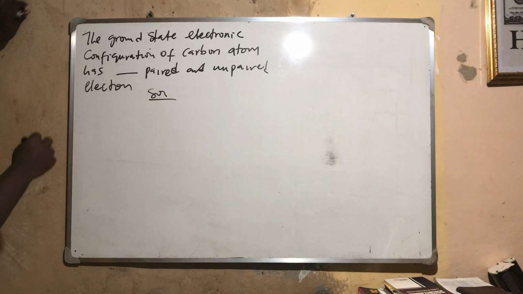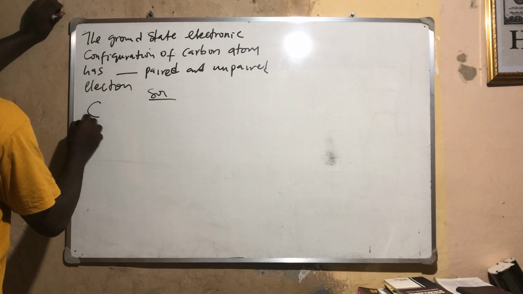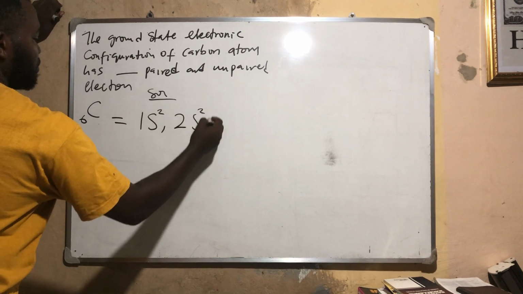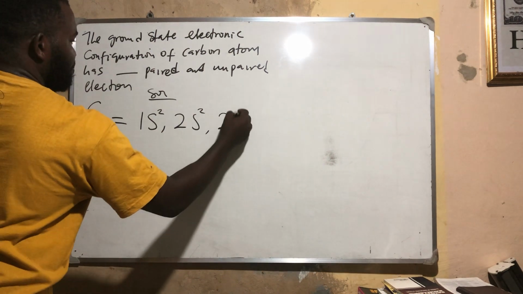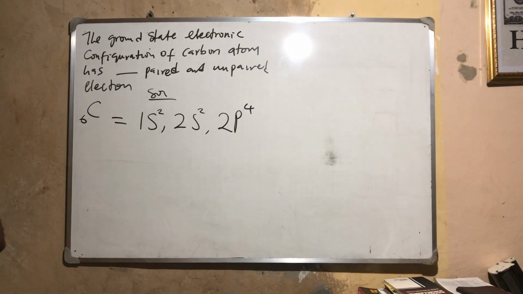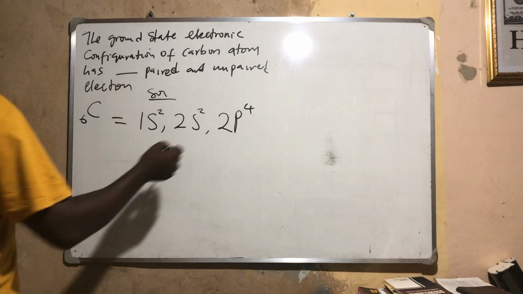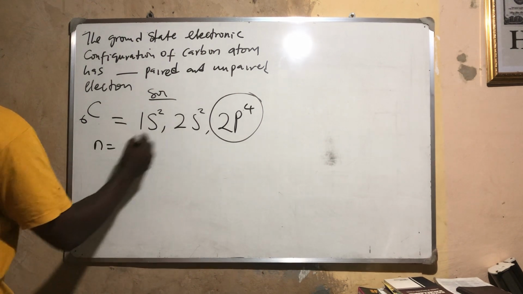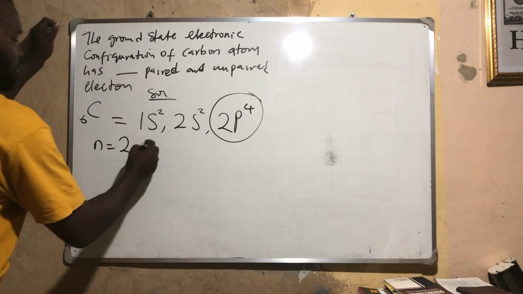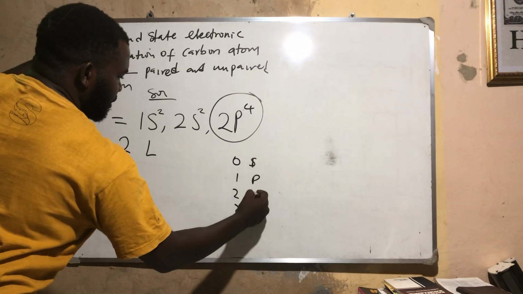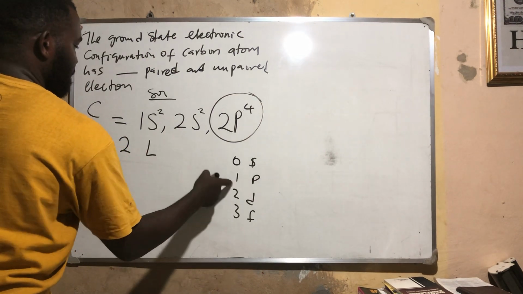Since it has 6 electrons, let us write the electronic configuration: 1s2, 2s2, and 2p2. From the last electron, we can know the paired and unpaired electrons. But let me do extra work by telling you that the principal quantum number is the coefficient, which is 2. The azimuthal quantum number l is gotten from 0, 1, 2, and 3, which is for s, p, d, f. And since it is p, it is 1.